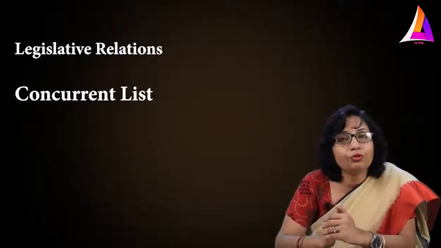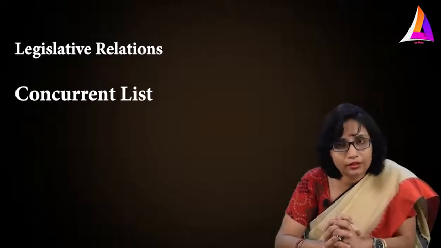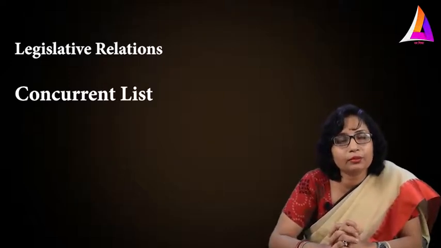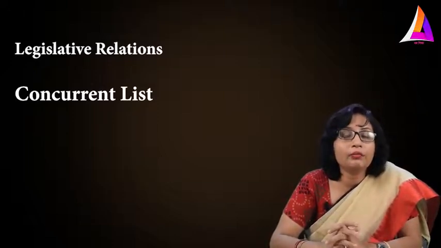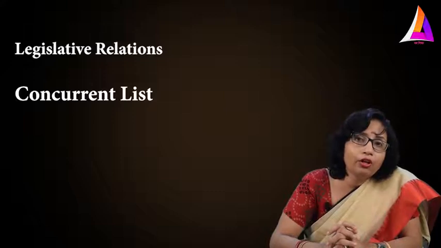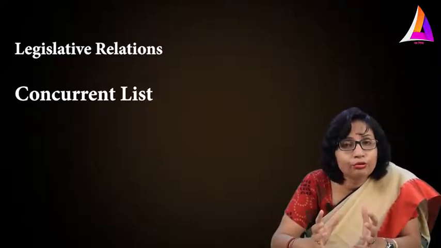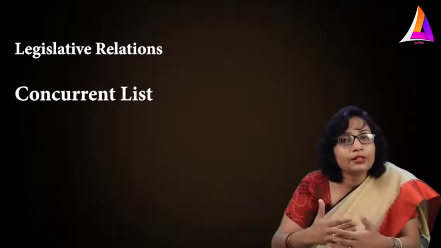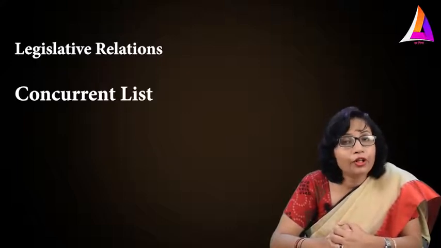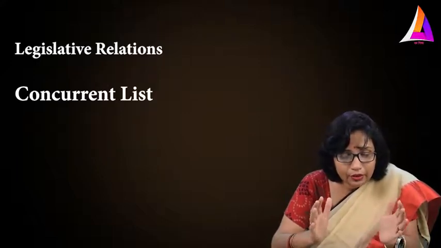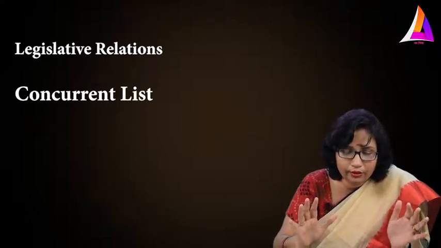Under the concurrent list we have 52 subjects. In many books you will get 47 subjects, but in the recent edition I think 52 subjects is correct. So what do the 52 subjects include? The criminal law and procedure, civil law and procedure, betting, gambling, price control, birth control, the statistics of births all over India, economic and social planning, forests, trade unions, and printing presses. These all are included in the concurrent list.